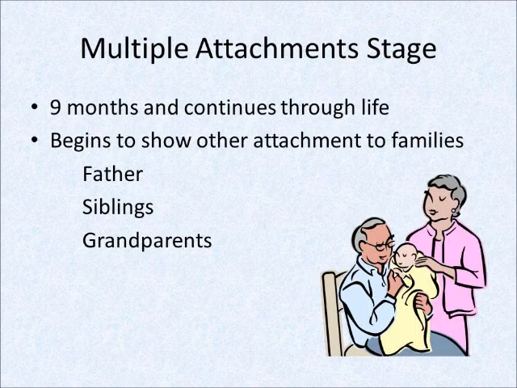Lastly, the fourth and final stage is known as multiple attachments. This begins around 9 months and continues throughout life. This is when the infant begins to show signs of attachment to other family members, including the grandparents, older siblings, and the father.